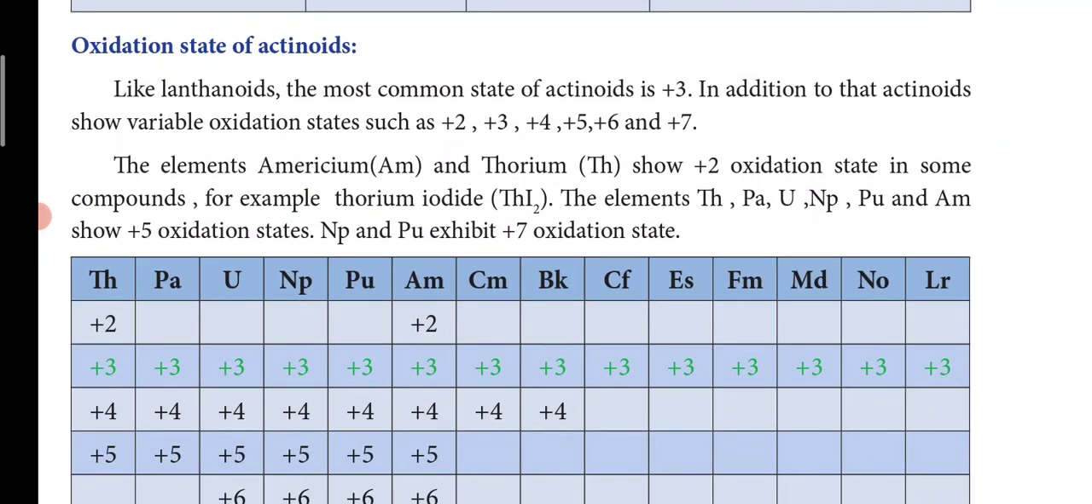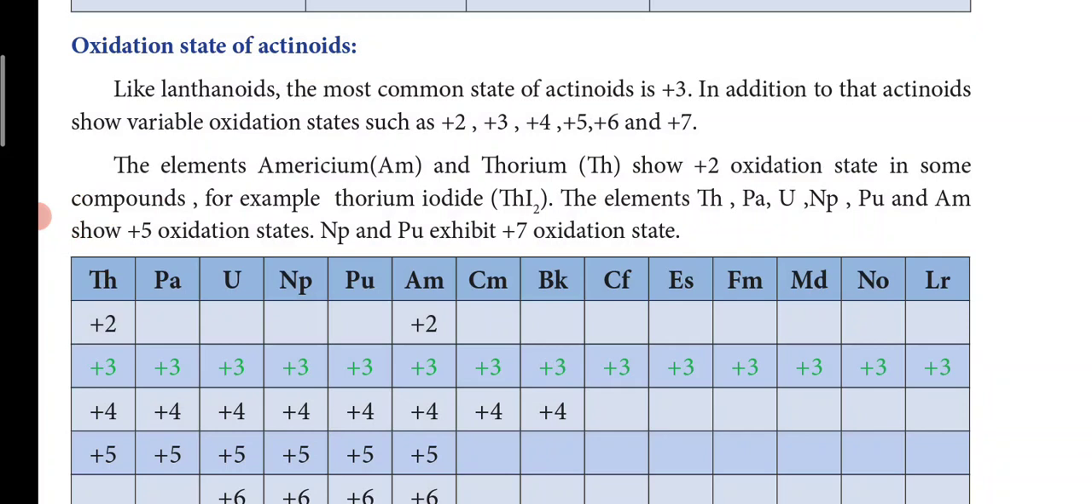The common oxidation state is actually like lanthanides. They also exhibit the +3 oxidation state. But the other variable oxidation states, if you see here, range from +2 to +7. Elements like americium and thorium show +2 only in some compounds.